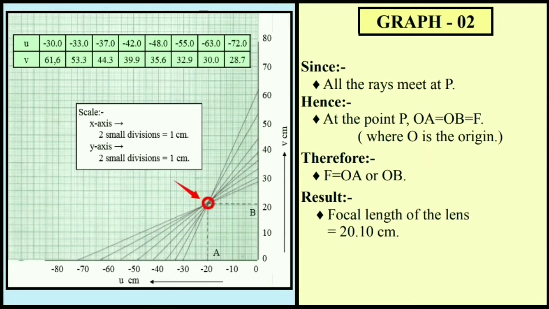And here in this graph, this particular point has the coordinate -20, 20, and that represents the focal length of the lens. Hence, focal length of the lens is OA or OB, where O is the origin. Finally, focal length of the convex lens by this graph is 20.1 centimeter.